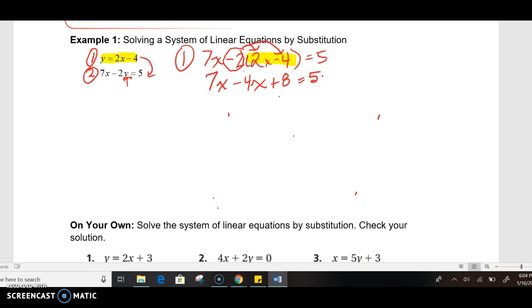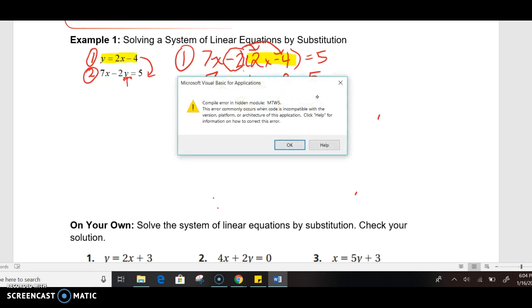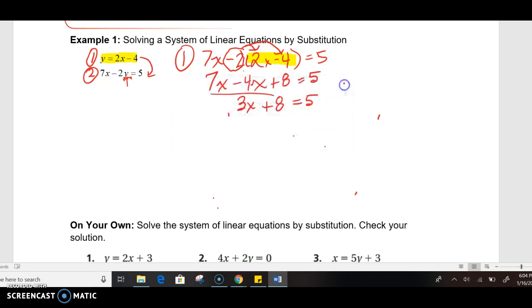Okay, so once you distribute, you're just going to continue with your equations work. So here I would combine my like terms. 7x minus 4x is 3x. Bring everything else down. Now we're left with a simple two-step equation.